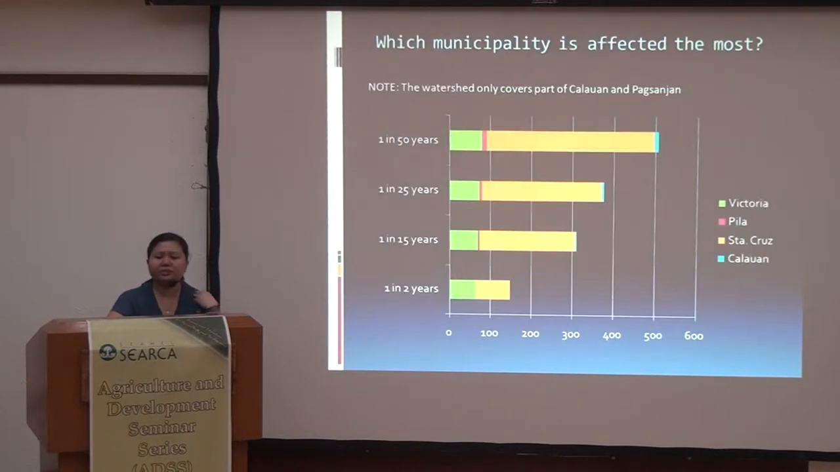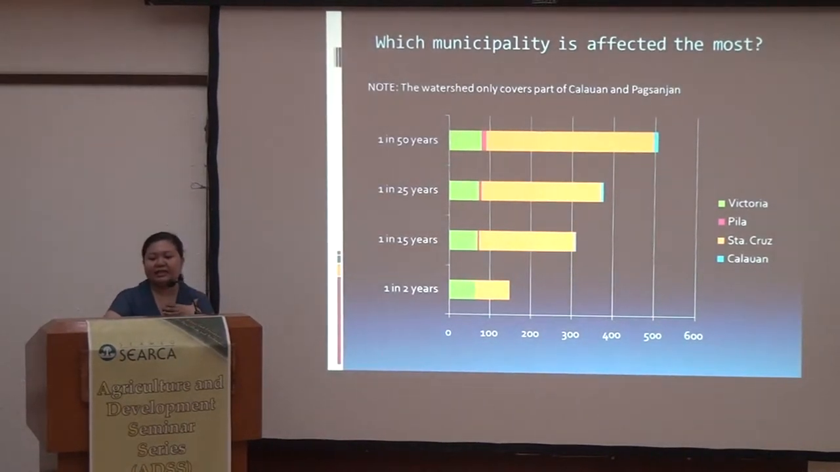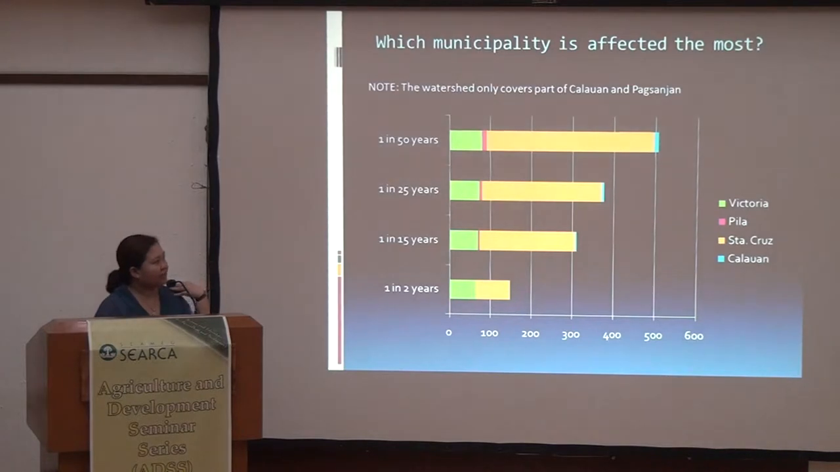Okay? So which municipality is affected the most? In absolute terms, we can see here that Santa Cruz has the highest coverage in terms of projected inundation. Santa Cruz is the one represented by the yellow color. This is followed by Victoria, and then Pila and Calawan. Pagsanhan is not reflected in this particular table because we were not able to get data for their municipality.